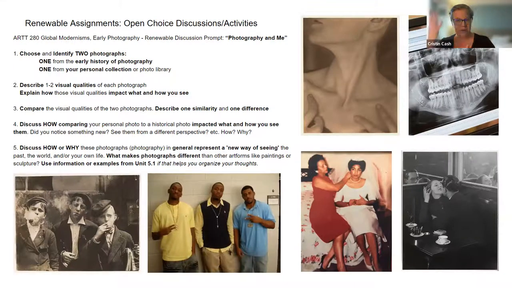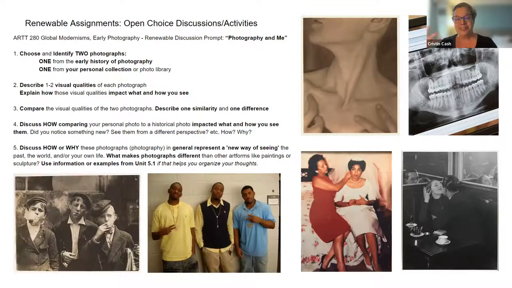And basically the assignment, you have the detailed prompts up there, but really all it's asking them to do is choose two photographs, one from the early history. I give them some museum collections to go dig through, and I just love what they come back with.